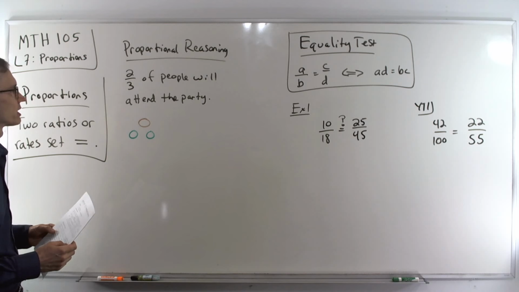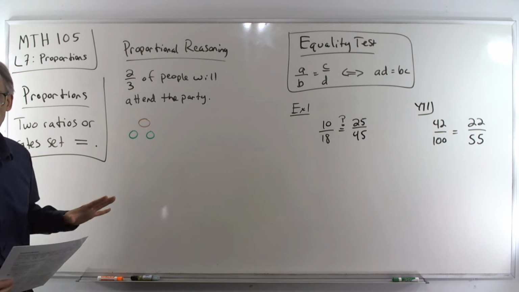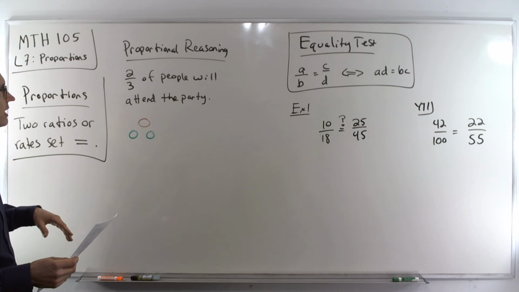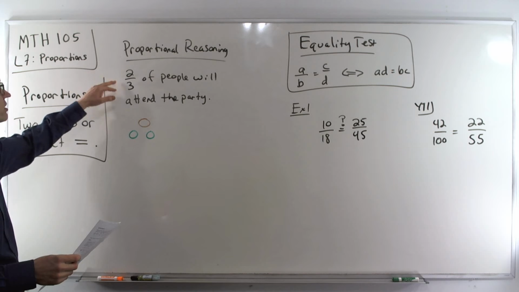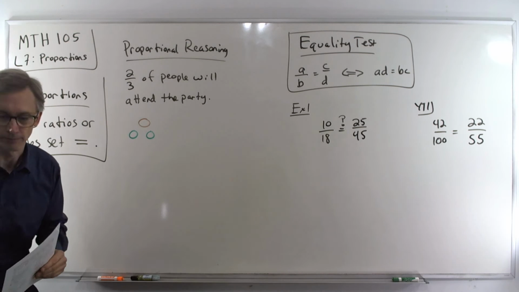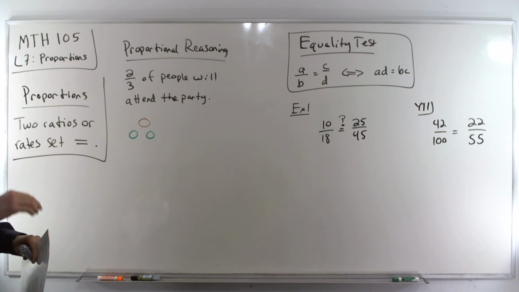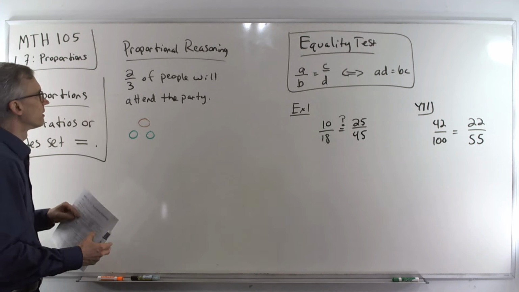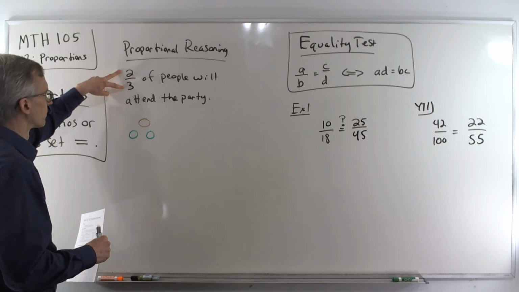So what we're going to do is take a look at proportional reasoning in the context of an example. The example is that there's going to be an office party and 2/3 of the people will attend the party. So what does that mean? It means that 2 out of every 3 people will attend the party.